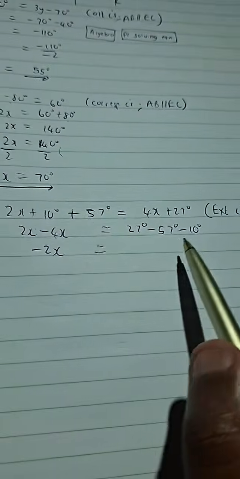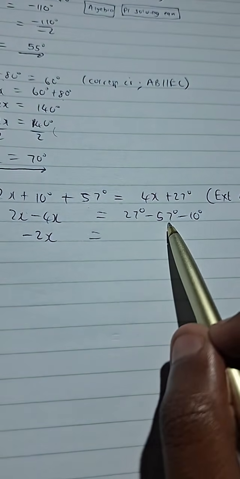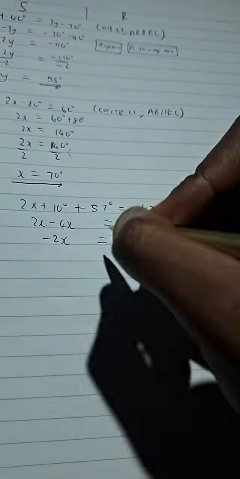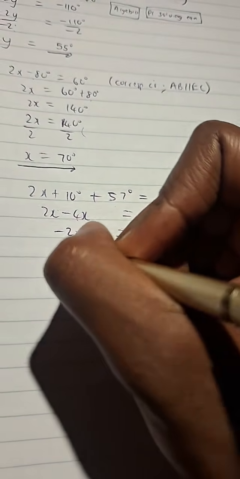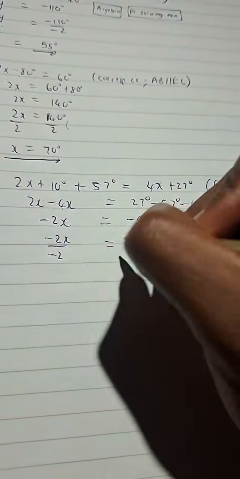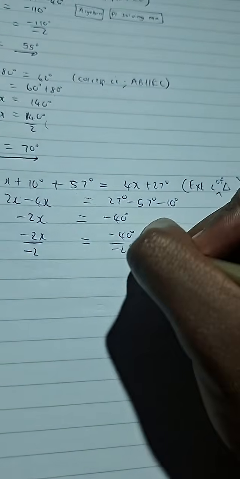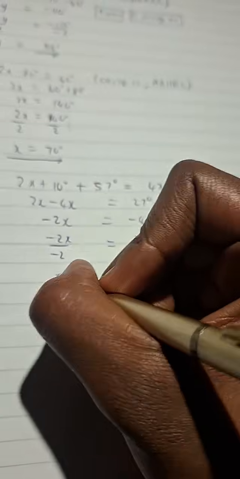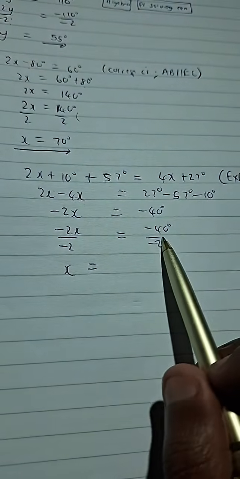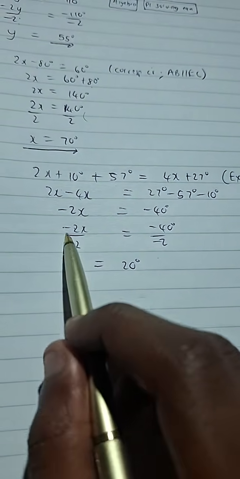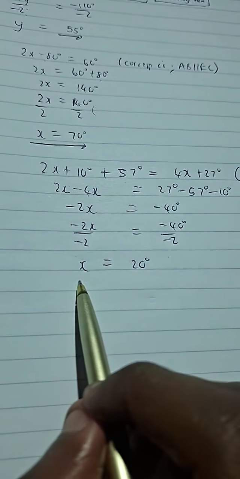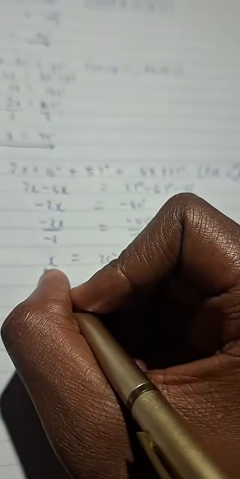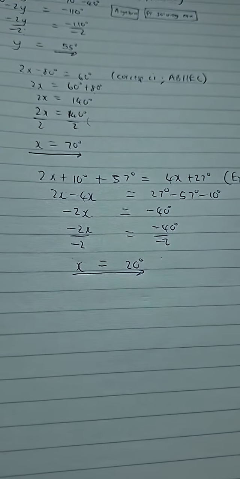Then we come this side. 27 minus 57 gives us negative 30, and negative 30 minus 10 gives us negative 40 degrees. We then divide both sides by the coefficient of x, which is negative 2. Negative divided by negative is positive. Then obviously the same is applicable this side. We get a positive 1x is equal to 20 degrees. So our value for x is 20 degrees.